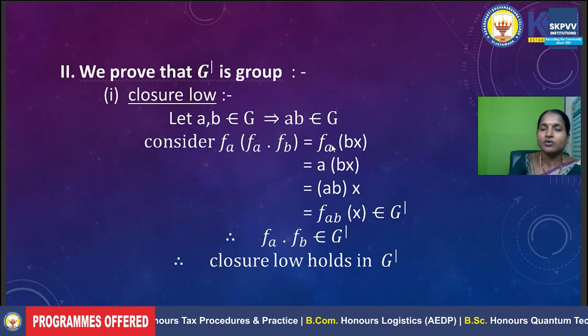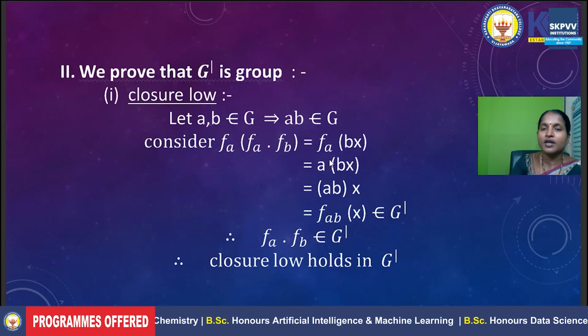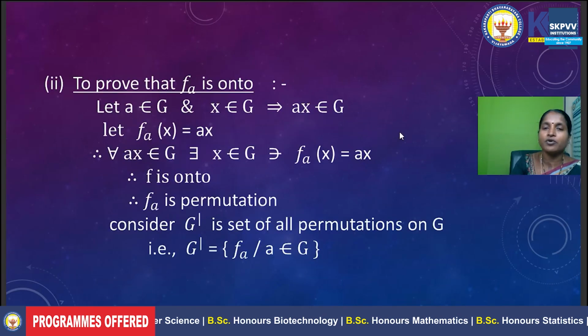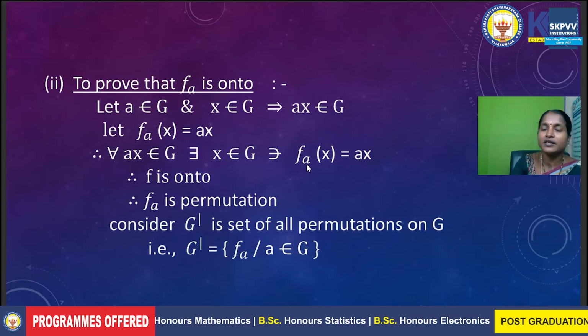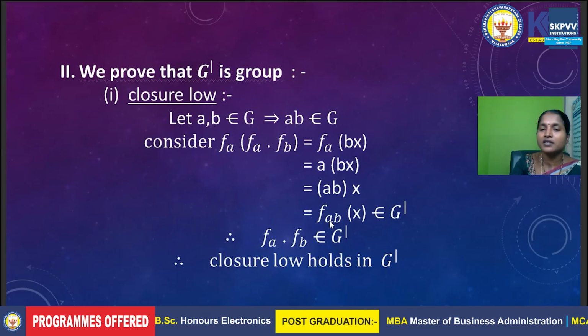From the definition, FA of X means AX. So FA into FB of X, treat this part as X. In the definition we already define FA of X as AX, so FA of X we can write as A into X. Here X is BX, so A into BX we can write as AB of X. In the above notation, AX we can write as FA of X, so AB of X you can write as FAB of X.